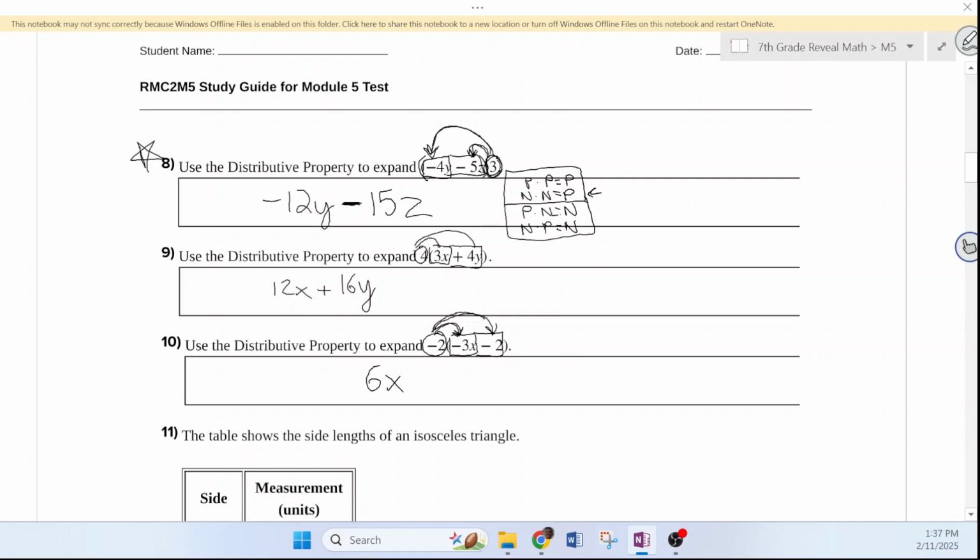And then this is a negative times a minus 2. See that minus there? I treat it like a negative 2, though. Negative 2 times negative 2 is going to be positive 2, or plus. 2 times 2 is 4. So negative times a negative is a positive 4. So we distribute that number out to the terms, and we treat minus signs like negatives.